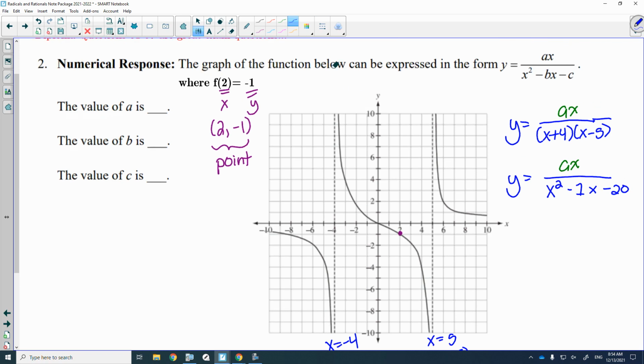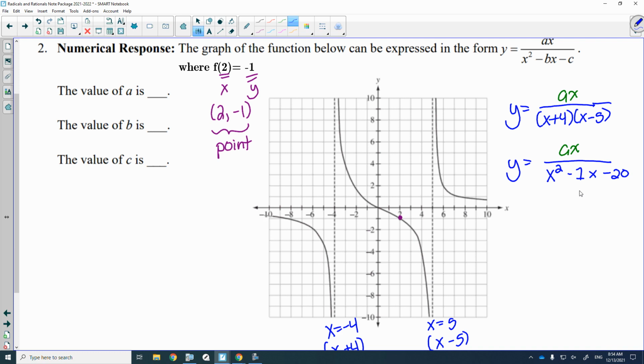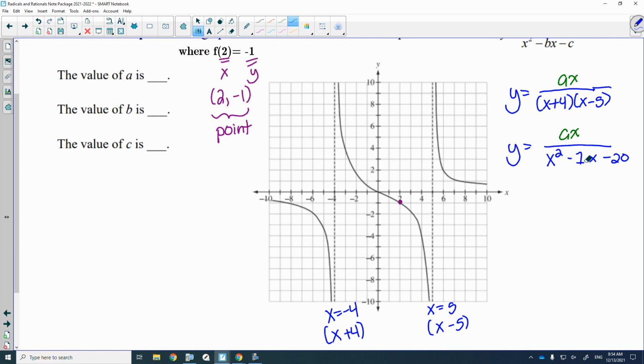If you look, we now know what our value of b and c is, because it says it's going to give you x squared minus your b value. So here's your b value. Your b value is equal to 1. And then it says it's going to be minus your c value. So here's minus, and there's your c value. C is equal to 20.